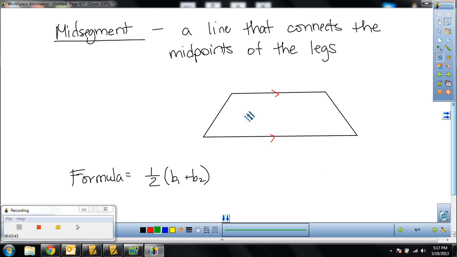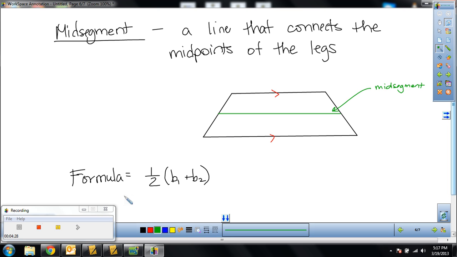Then we have one more term to introduce, and that is a midsegment. Again, we've seen this word before. A midsegment was in our triangle unit, and we talked about the midsegment of a triangle as a line that connected the midpoints of two sides. It's the same idea for the midsegment in a trapezoid. A midsegment is a line that connects the midpoint of the two legs. So if we have the midpoint of one leg connecting to the midpoint of the other leg, then we call this line the midsegment.